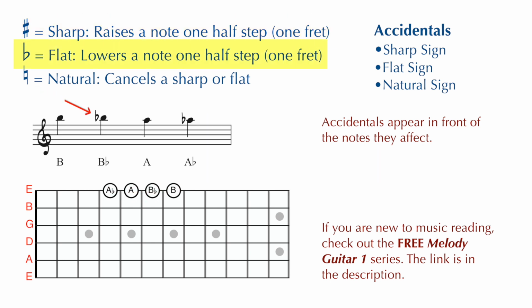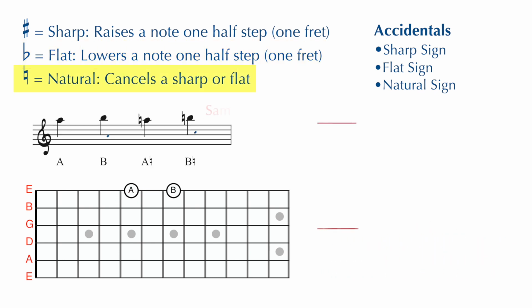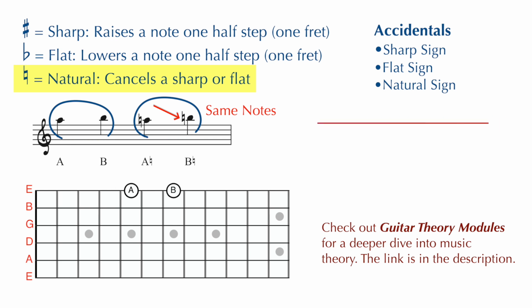This is a flat sign. If a flat appears in front of a note, it lowers that note by 1/2 step or 1 fret. Here's a B, B flat, A flat. A note that is not sharp or flat is a natural note, and this is a natural sign which cancels out a sharp or flat. We'll talk about that in a minute.